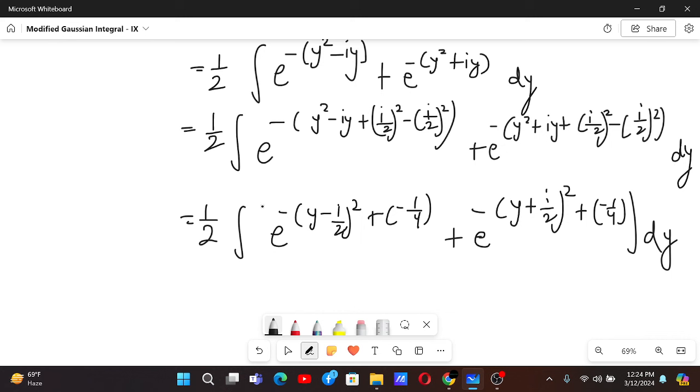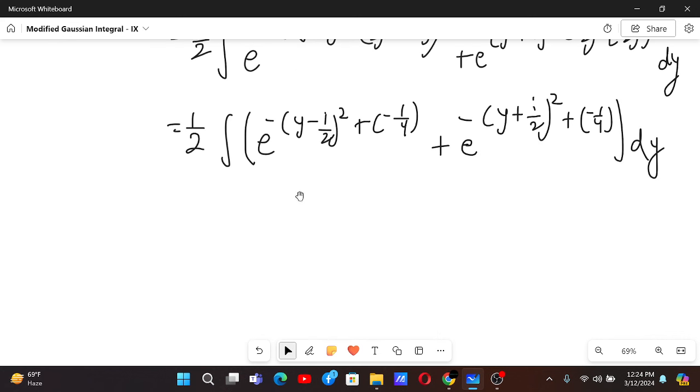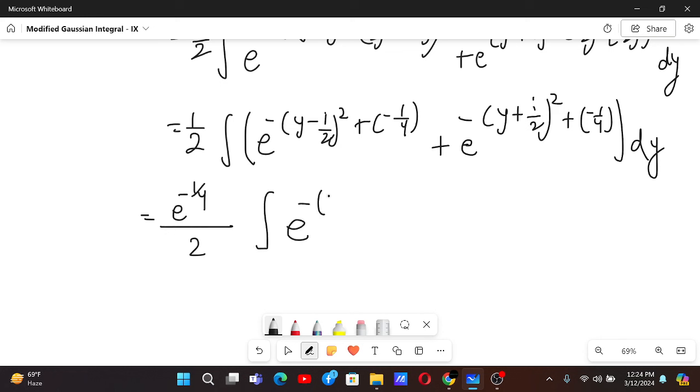Now if we take e to the power minus 1 by 4 as common and put it outside, we get e to the power minus 1 by 4, divided by 2, times the integral of e to the power minus of y minus i by 2 whole square plus e to the power minus of y plus i by 2 whole square, and then dy.